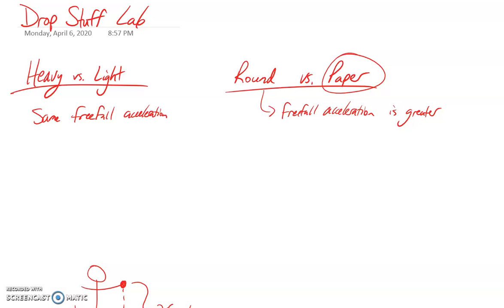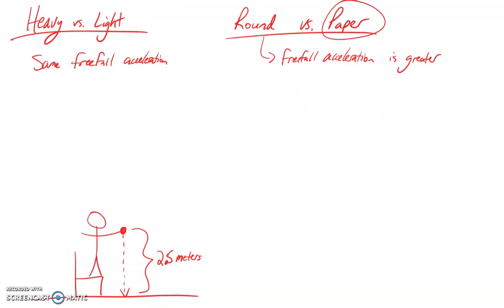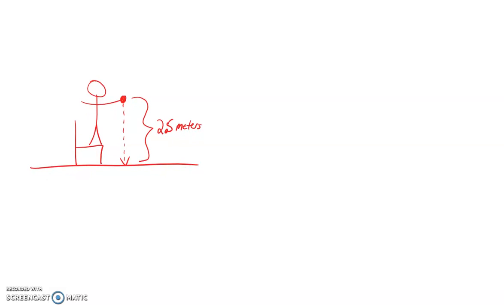Last thing you're trying to figure out is, what is this acceleration? If everything on Earth is supposed to fall at the same rate, what is that rate? So I've drawn a little picture of a person standing on a chair, dropping an object 2.5 meters, and let's say that they timed it, and it was 0.71 seconds to land. And I asked you to use your delta x equals vi times t plus 1/2 at squared equation to find a. A is what we're looking for.